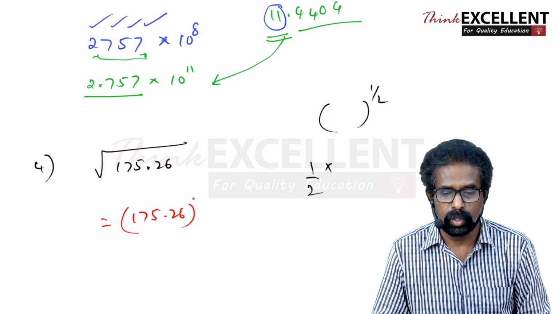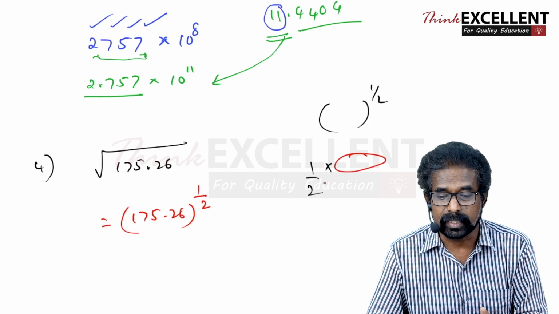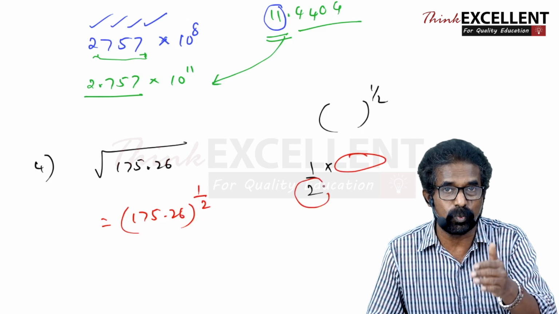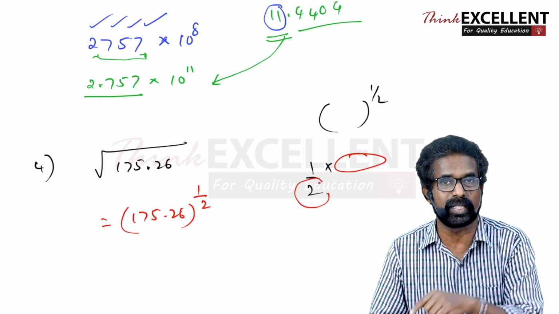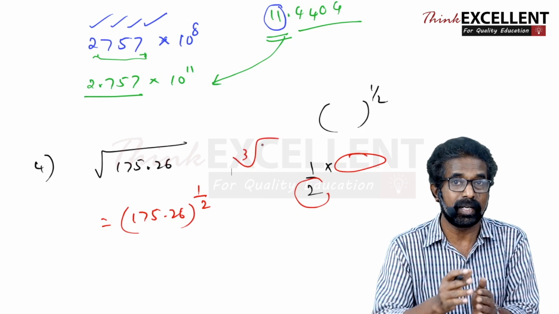So this is actually 175.26 raised to 1 by 2. So take the logarithm. That answer you divide by 2 because it is 1 by 2. You have to multiply by 1 by 2, means actually you are dividing by 2, right? If it is some cube root, you take logarithm, divide by 3.